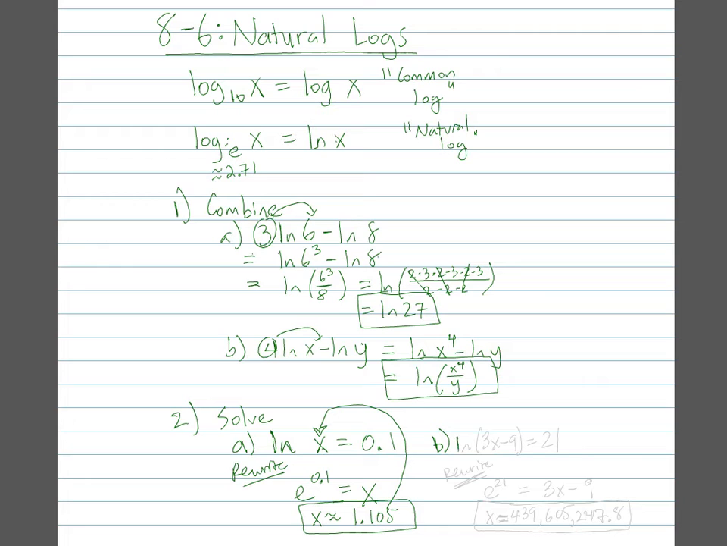All right, letter B. Why don't you guys solve ln of 3x minus 9 equals 21. Remember, you can't log both sides because you already have a log there. Just rewrite it. Use your calculator to solve.